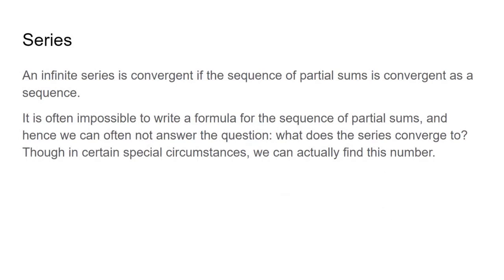Series. An infinite series is convergent if the sequence of partial sums is convergent as a sequence. So we have the summation, n goes from 1 to infinity. These are infinite series, right? So n goes from 1 to infinity, the sum of a_n. Then if we can write a formula, S sub n, where S sub n is the sequence of partial sums, then we would just take the limit of that sequence, and the limit of that sequence would be the answer to the series.